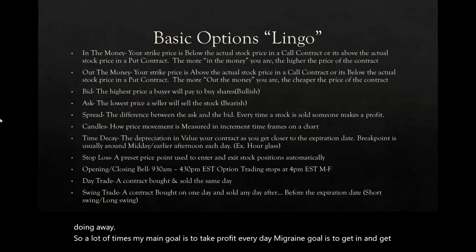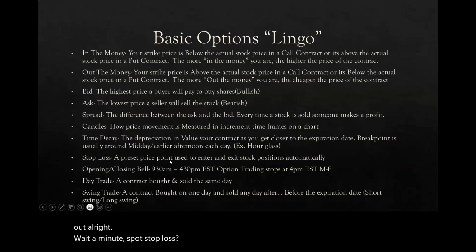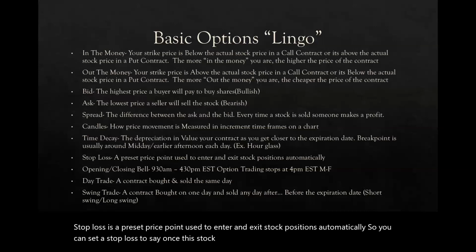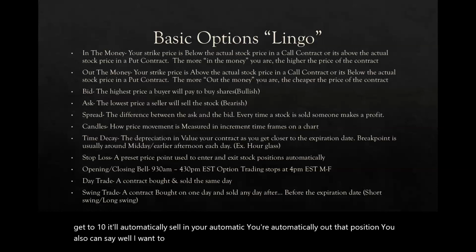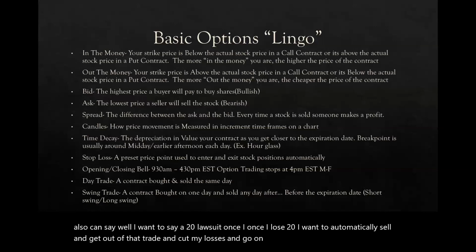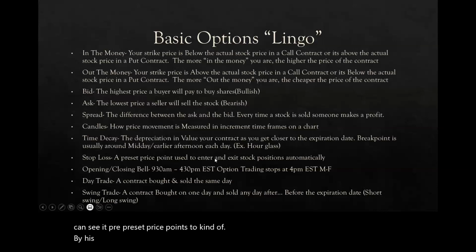Stop loss. A stop loss is a preset price point used to enter and exit positions automatically. So you can set a stop loss to say, once this stock gets up 10%, I want to sell. And once it gets to 10%, it'll automatically sell and you're automatically out of that position. You can also say, I want to set a 20% loss. Once I lose 20%, I want to automatically sell and get out of that trade, cut my losses, and go on to the next. So you can set preset price points to buy and sell your position whenever you want, based on percentages.